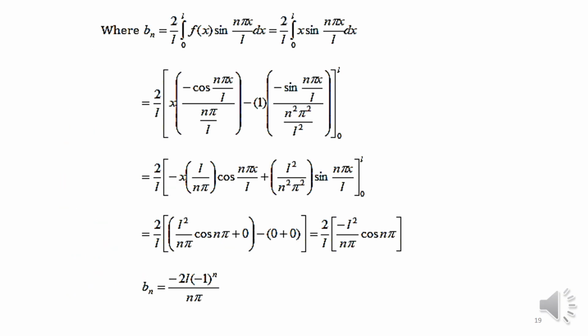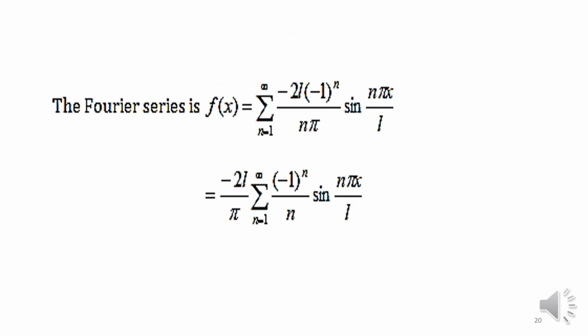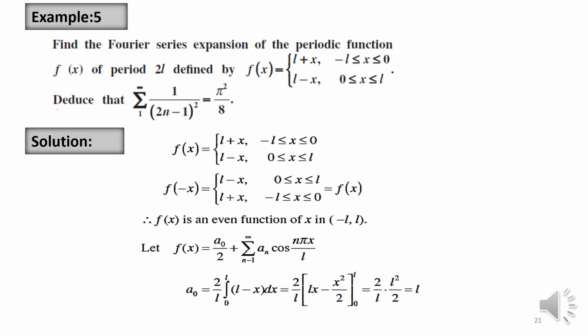So substitute the values using Bernoulli's formula for uv, get the values and substitute them in Bernoulli's formula, and put the limit 0 to L, and you will get b n is equal to minus 2L minus 1 power n, and L minus x. Okay, substitute the value 0, I'll get L.